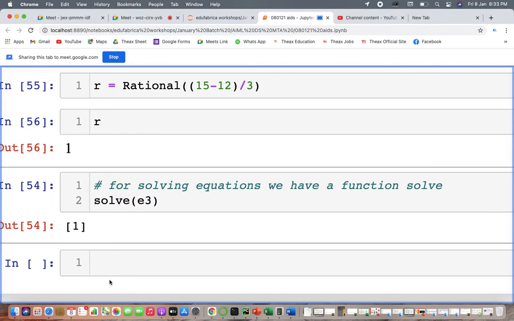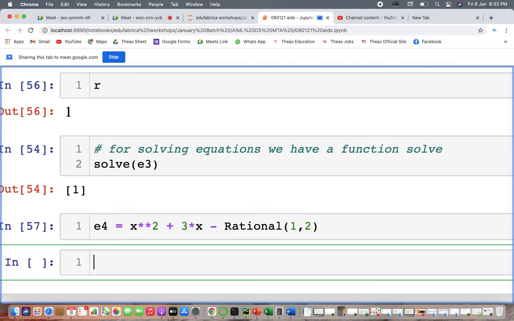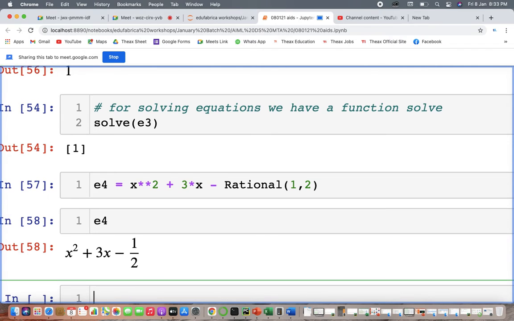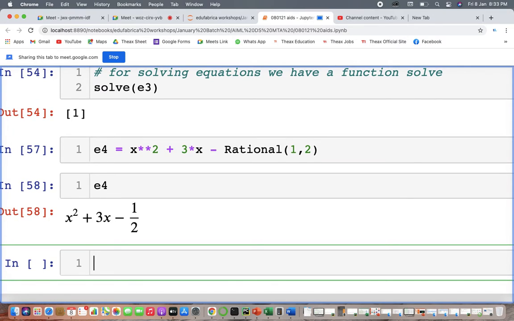Let's see some more questions. E4, an equation with x square plus 3x minus the rational of 1 upon 2. So E4 looks something like x square plus 3x minus 1 by 2. What if I say x is equal to 2? What will be the value of this? If I substitute the value x equals 2, what will be the final answer?